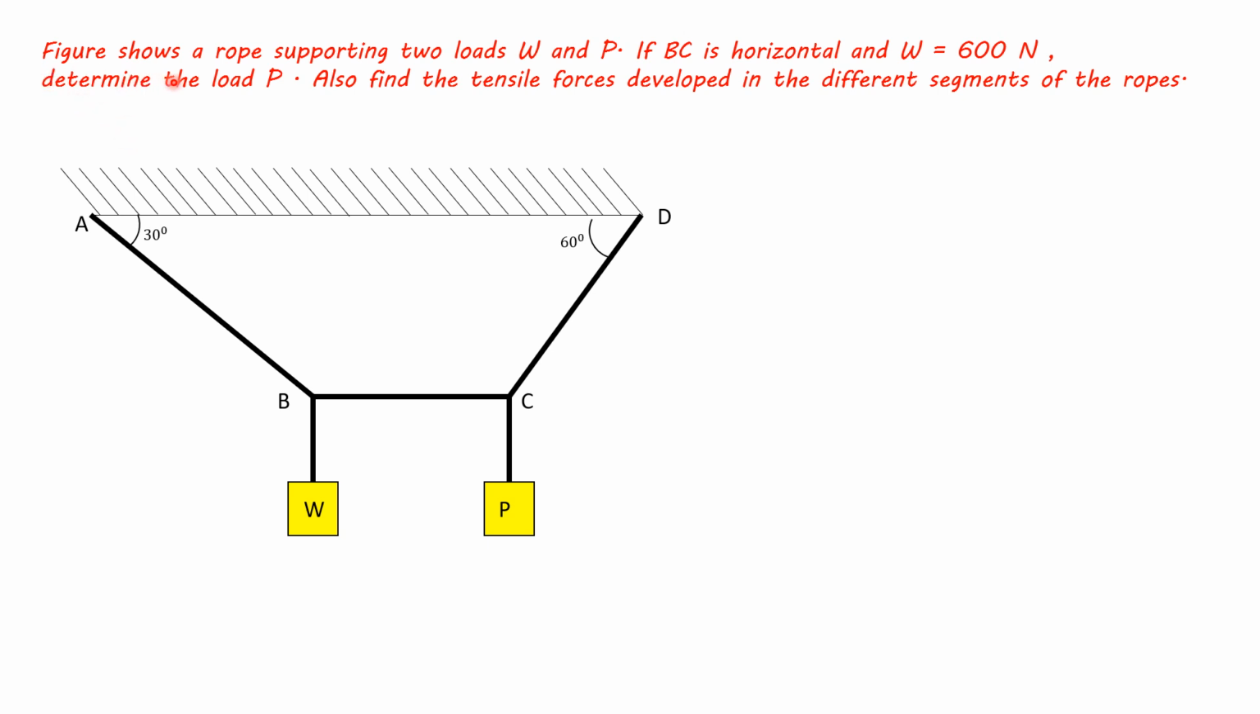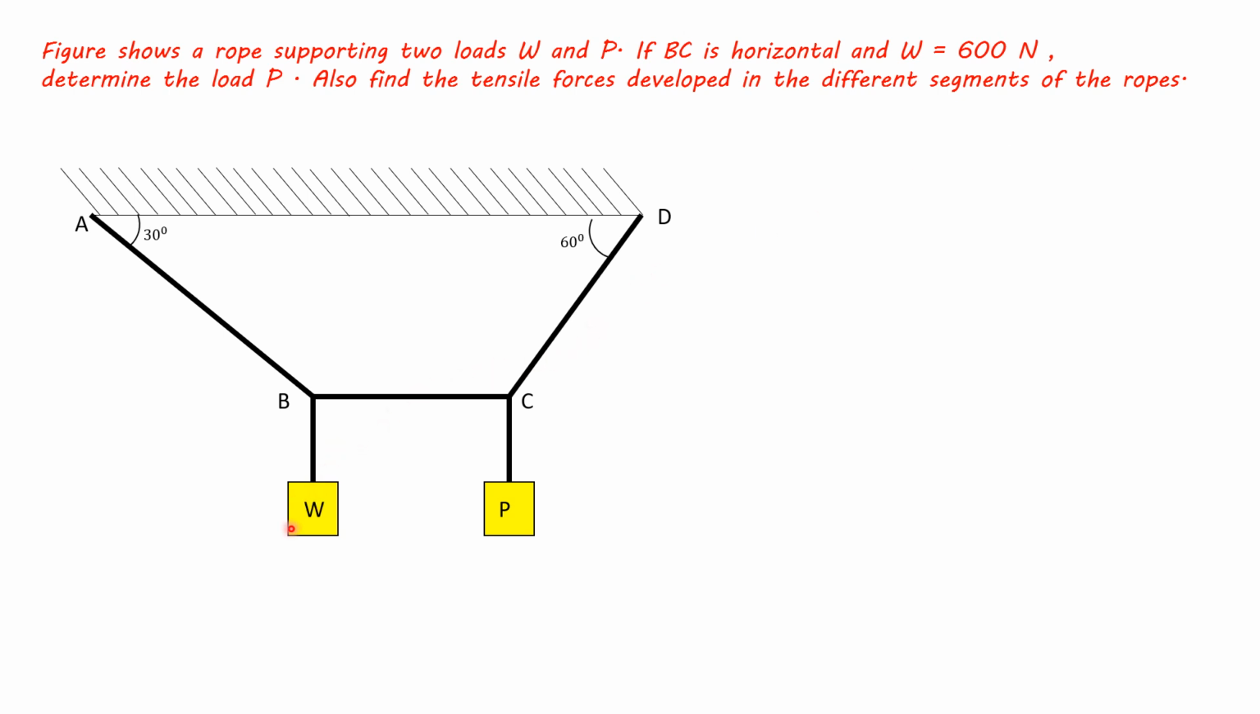Figure shows a rope supporting two loads W and P. If BC is horizontal and W equal to 600 Newton, determine the load P. Also, find the tensile forces developed in the different segments of the ropes.